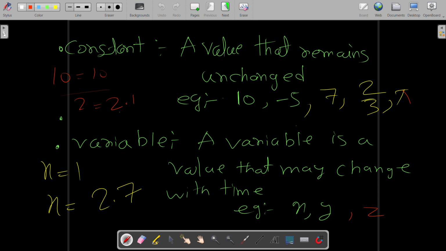Hello, today in this lecture we will discuss the topic of differentiation for doing physics numerical problems of class 11. To get into the topic, first we need to know what is a constant and what is a variable. This is class 5 level stuff.